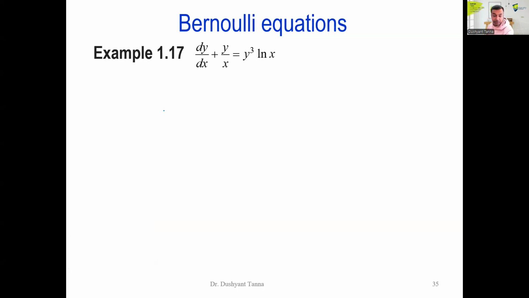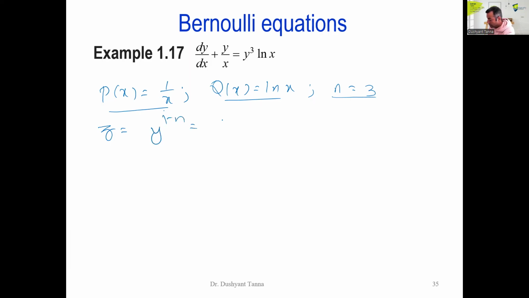So we will realize it's a Bernoulli's equation because it's not just Q(x) on the right-hand side, Q(x) along with something. Okay, that's Bernoulli. So the first thing, we go for capital P(x), which is 1 on x, capital Q(x), which is ln x, and n is equal to 3. We have our z is equal to y power 1 minus n. So y power 1 minus 3, or y power negative 2.